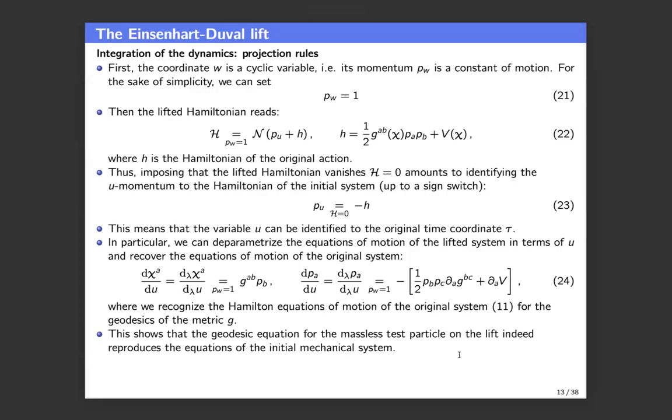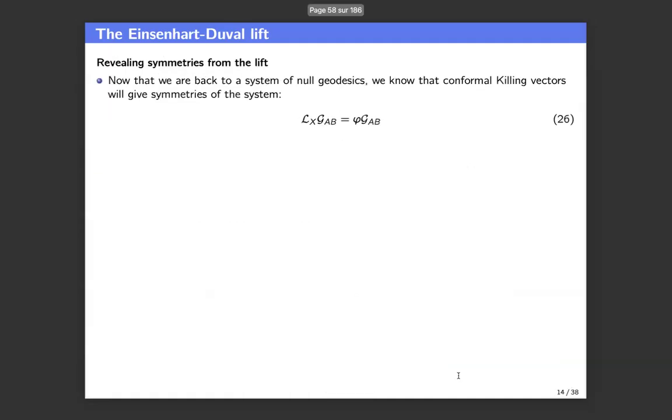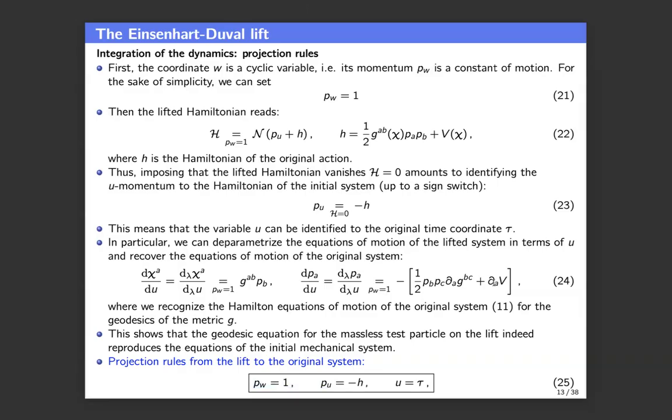So the main point is the following. The geodesic equation for a massless test particle on the lift metric that you just built canonically from the Lagrangian reproduces the equations of motion for the initial mechanical system. And you have some projection rules which allow you to go from the dynamics on the lift to the original system. I just sum up what they are like this. So pw is 1, but it could be just a constant. I just said 1 for simplicity. And pu is minus h, and u is identified with the proper time tau. Okay. So do you have questions at this level? No? All good?